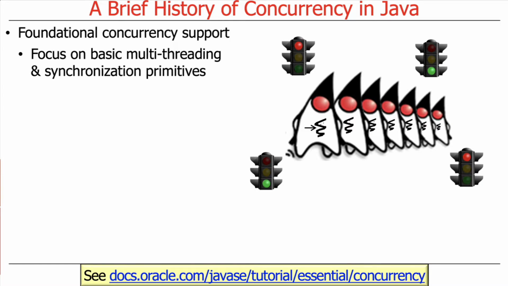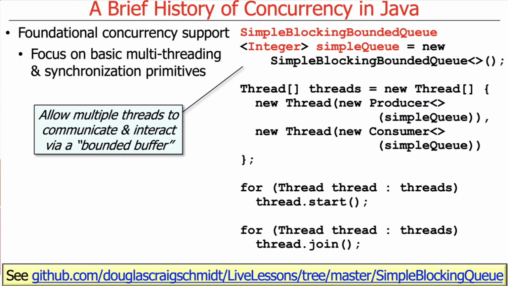The focus in the first version of Java was on very basic multi-threading and synchronization primitives. So these are kind of just the bare bones you've got to have in order to do concurrent programming. Here's an example of such a thing. This is a program you can get here at this link in my GitHub repository, and it allows multiple threads to communicate and interact by a bounded buffer.